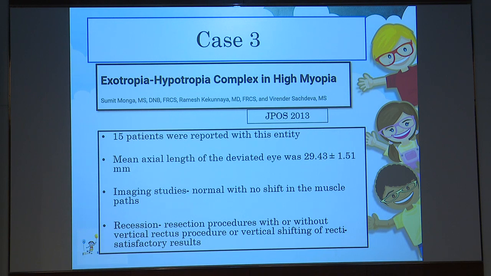It has been reported by Sumit Munga et al. as a study of 15 patients where the mean axial length was around 30 millimeters. Imaging studies were normal, and a tailor-made approach to the management using regular recession-resection procedures with vertical shifting of the vertical recti gave a good result.